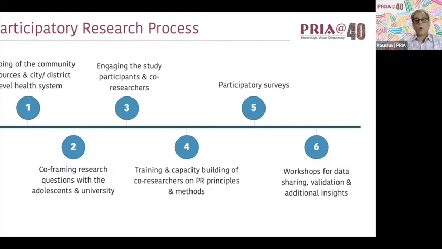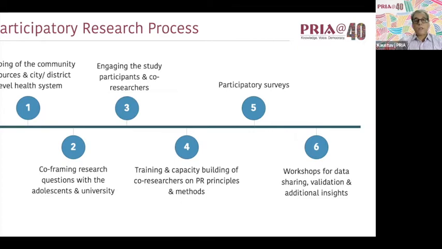Once this was completed, the next step was to design a participatory survey, which was co-conducted by the adolescents from the community and the university students, guided by the researchers from PRIA and other partner organizations, and the university faculty members. Once this participatory survey was conducted in that particular locality, it gave us a better understanding of the extent of the issue. Based on the findings from the survey, we organized several workshops for data sharing with the community and validation of the data.